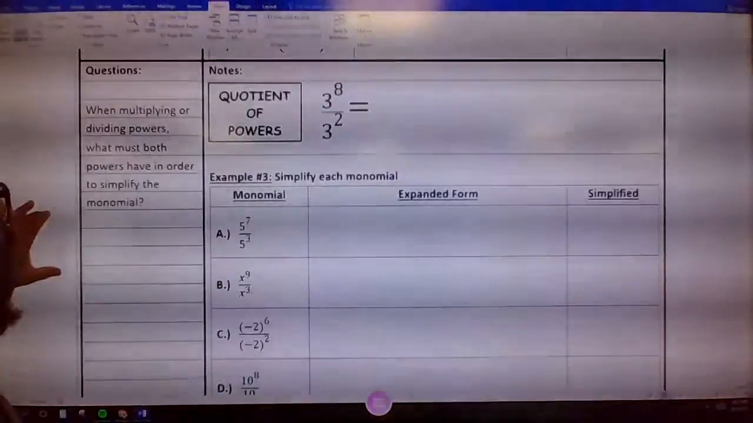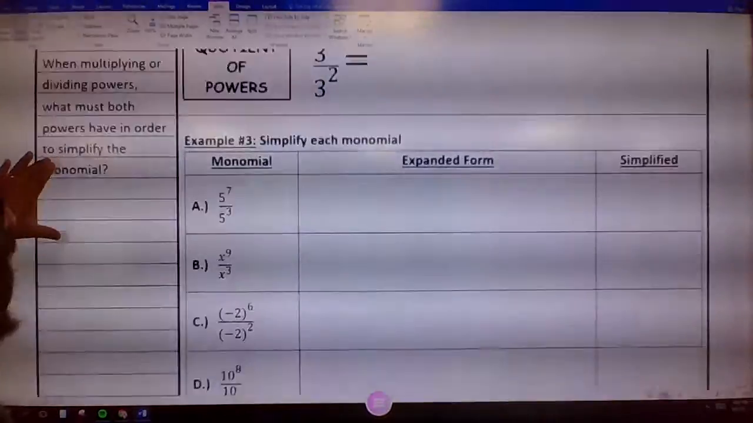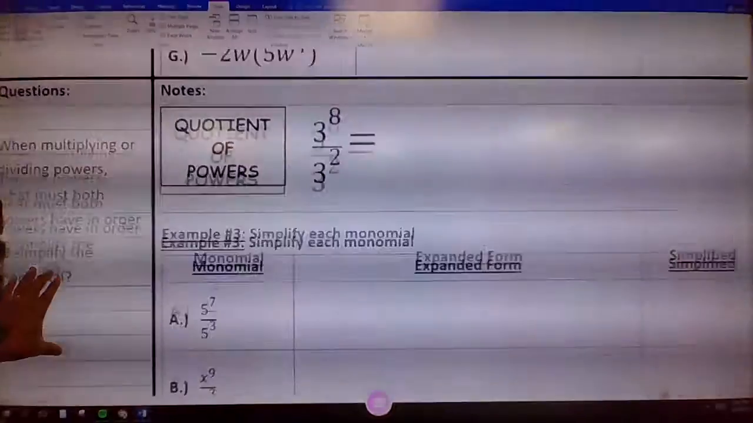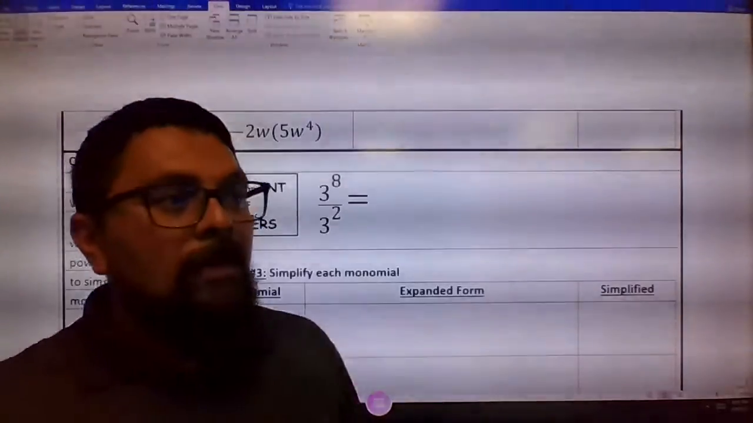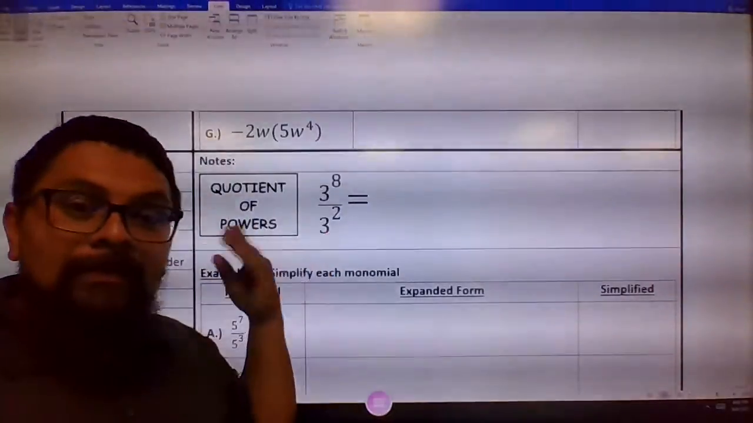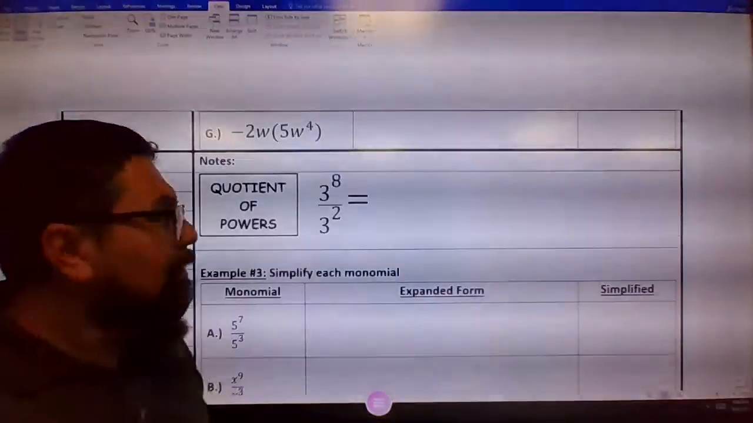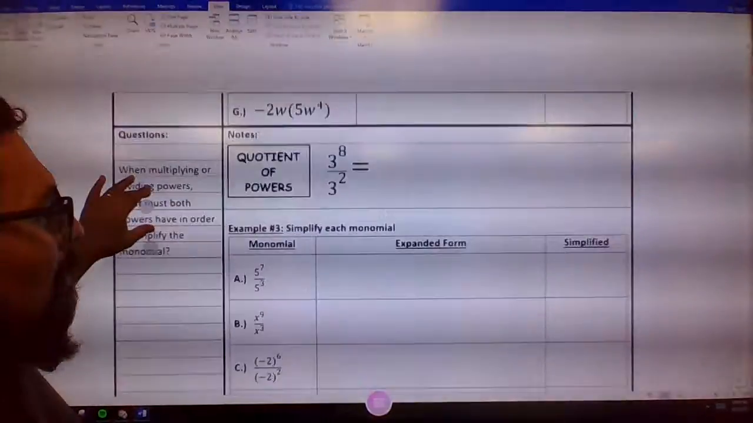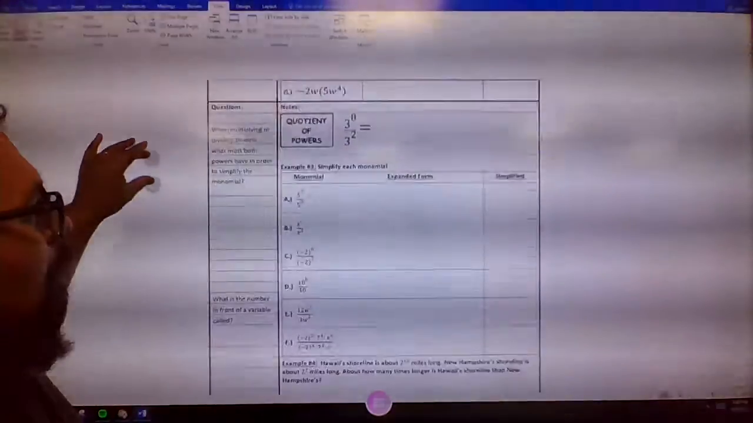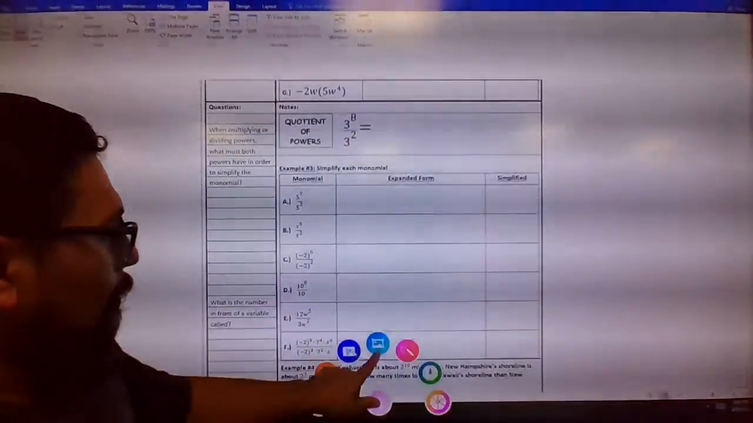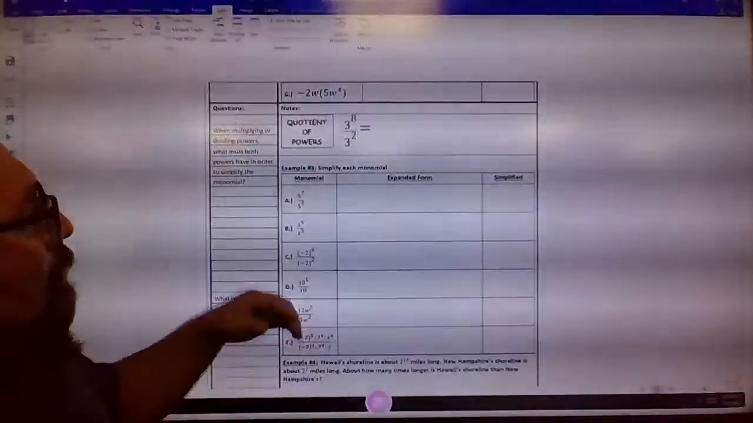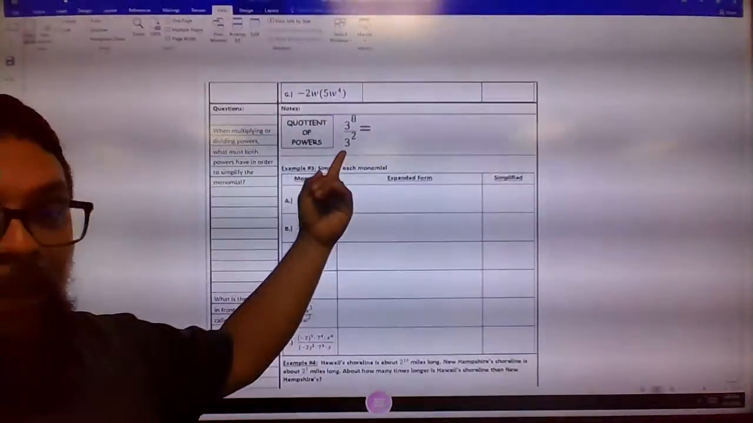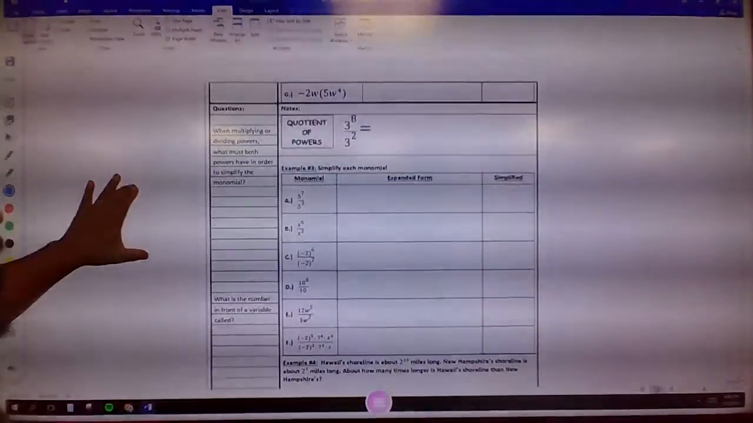So now we are here on example number 3. Before we get to that, this is the quotient of powers. This is division. It looks like a fraction, but it's division. And this is actually very easy. It's really not that difficult. We're going to do this one right now. Again, this is a monomial.